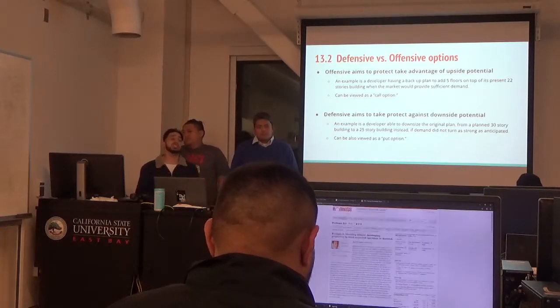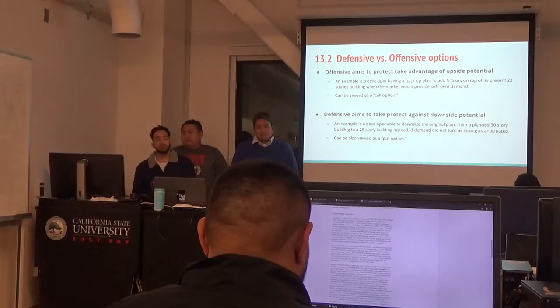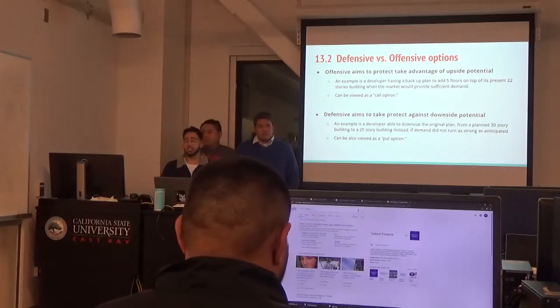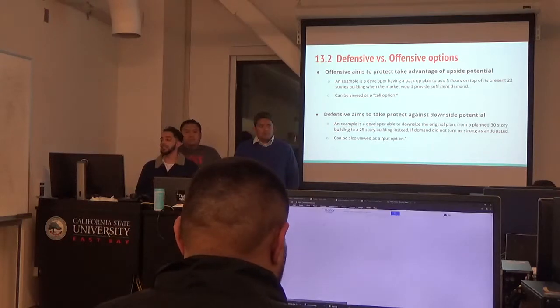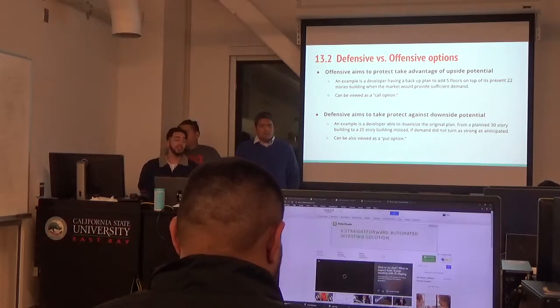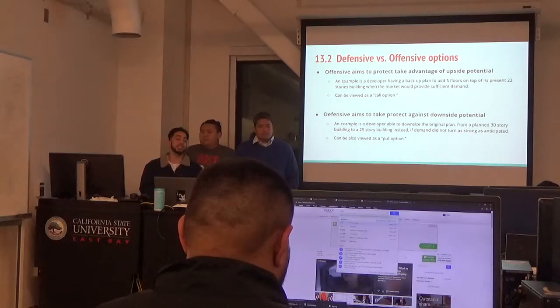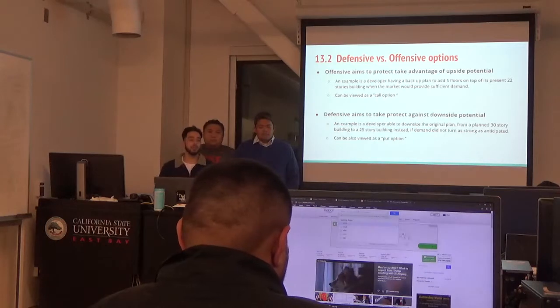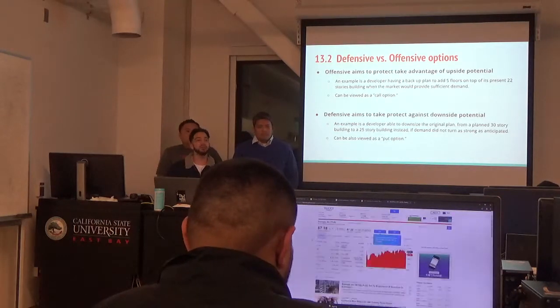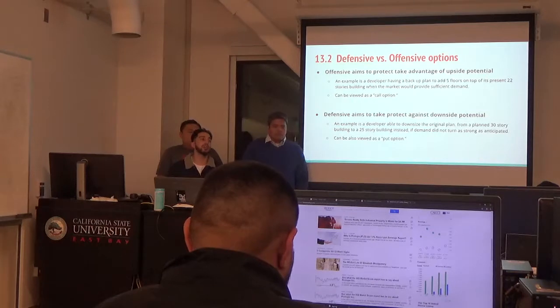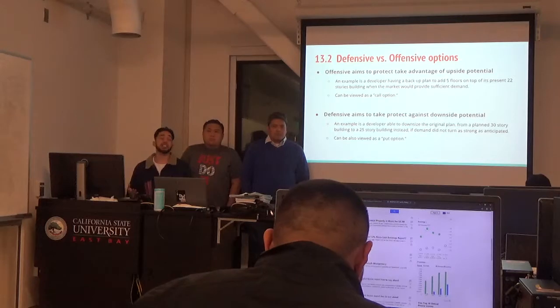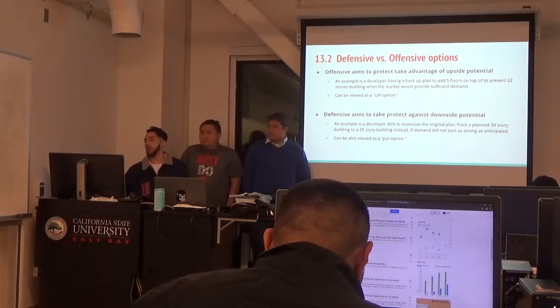A defensive option basically aims to protect against the downside. An example of this is a developer who devises a plan to downsize from the original plan if the demand isn't where it's expected to be. So maybe they have a plan to build a 25-floor building, but they have a defensive option to prepare if the demand isn't where they expected it to be, and maybe build only 20 floors. So that's an example of defensive and offensive options.